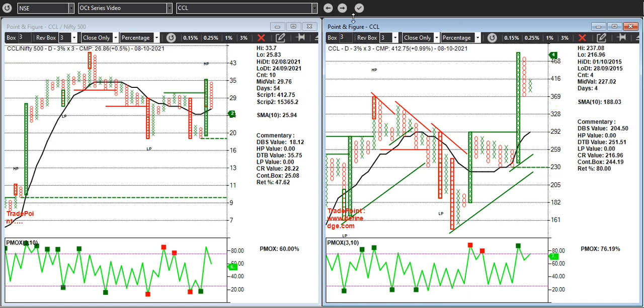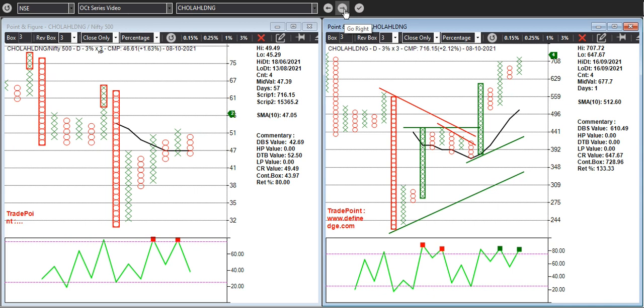Okay, so let us go to Chola Holding. Solar holding, let me check this. Continuation is 44. Yeah, it has given a double top buy.